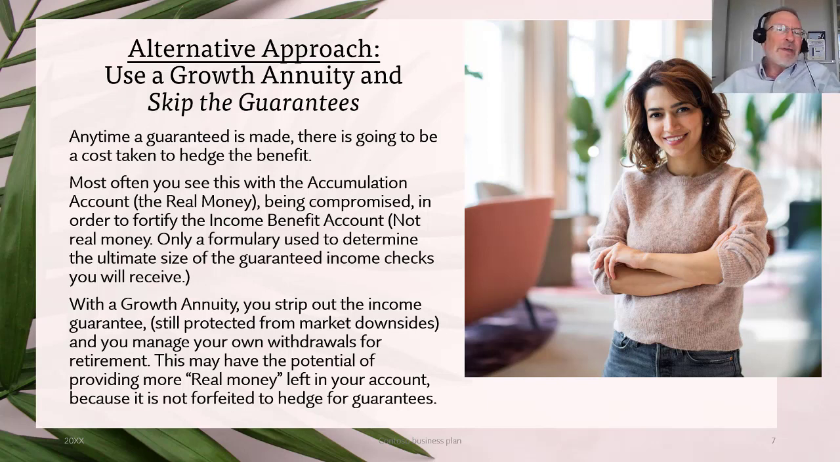Now the thing is, all the models that I've done on this show that this may have the potential of providing more real money left in your account because it's not being forfeited to hedge for the guarantees. So you might see over time, if on the income annuity you had 211 in real money, 446 in formulary, a growth annuity might have 500 or $600,000, but no income protection. So if you spend it too rapidly, fine, but you could come up with a greater sum in the end, and it's up to you to manage it.